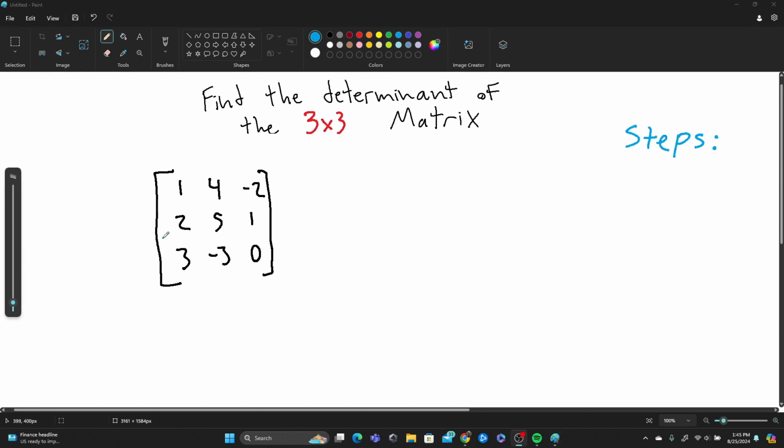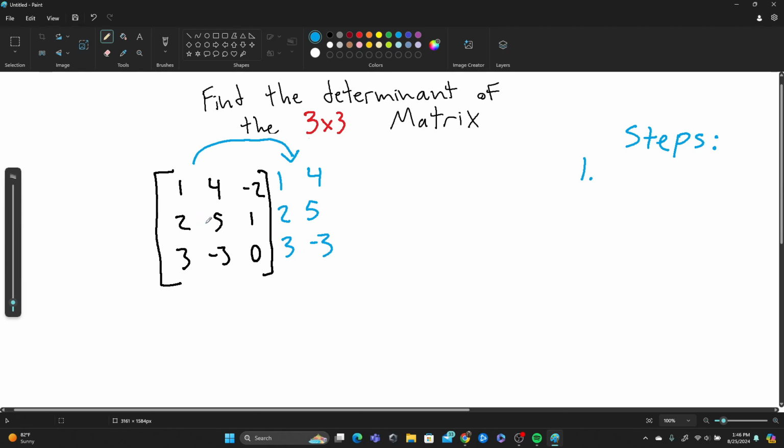Okay, now we're being asked to find the determinant of a 3 by 3 matrix. So here's how you go about doing that. First, you're going to want to take the first 6 numbers in the matrix, or the furthest left 6 numbers in the matrix, and rewrite them on the outside. So 1, 4, 2, 5, 3, negative 3.